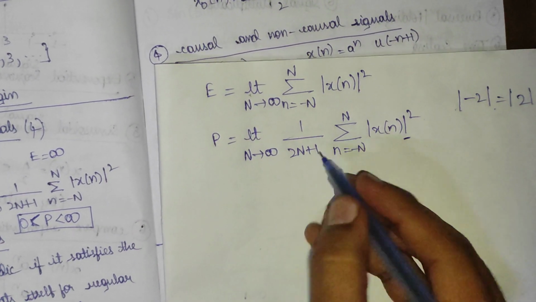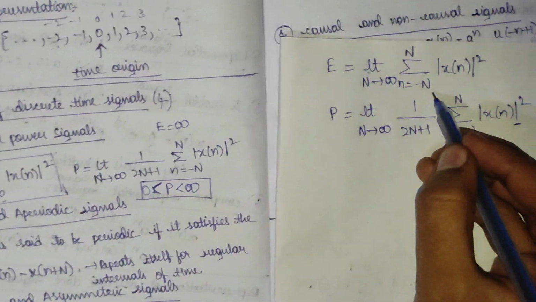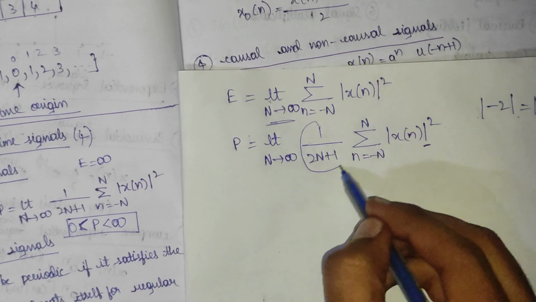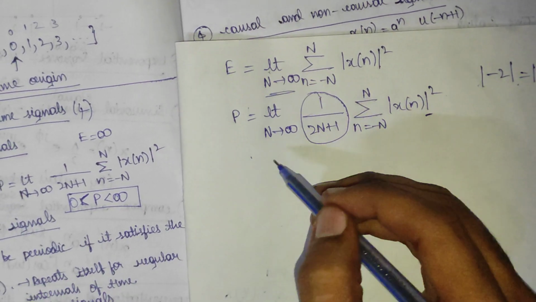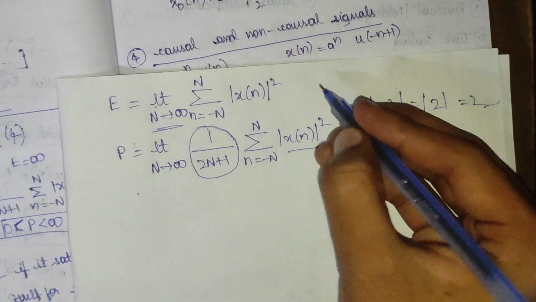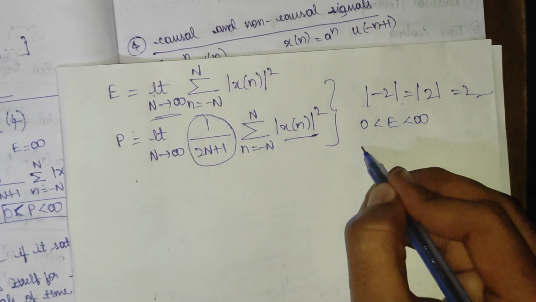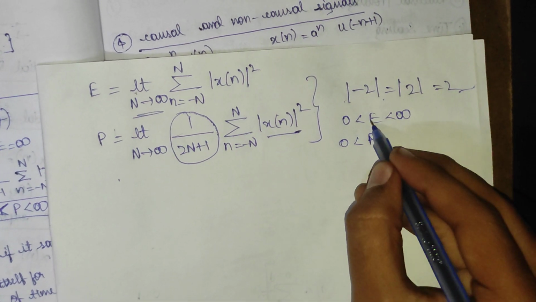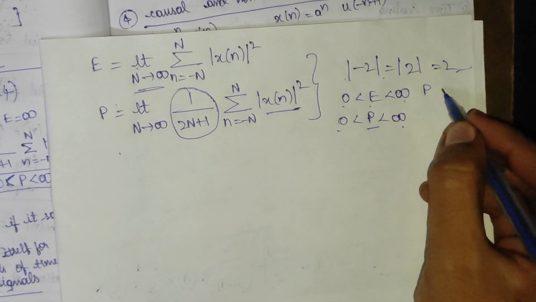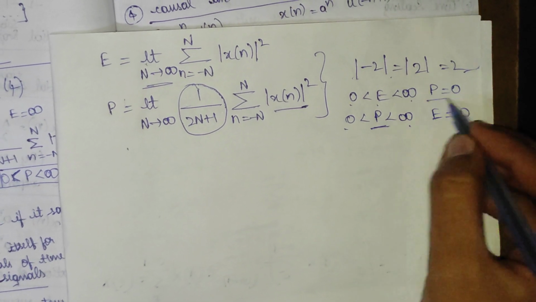Here the limits are taken from minus infinity to infinity in this formula, and it can also be represented by taking the limit at the start of the formula. Here this is the only extra term between the energy and power formulas. By substituting x of n here, we get whether the signal is an energy or power signal. For an energy signal or power signal, the value has to be less than infinity, so if the energy is between 0 and infinity, it is an energy signal, or if the power is between 0 and infinity, it is a power signal. But for an energy signal, power is 0, and for a power signal, energy is infinity. We have to remember all these things.